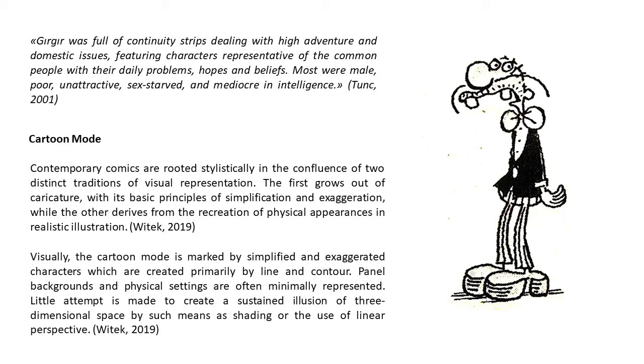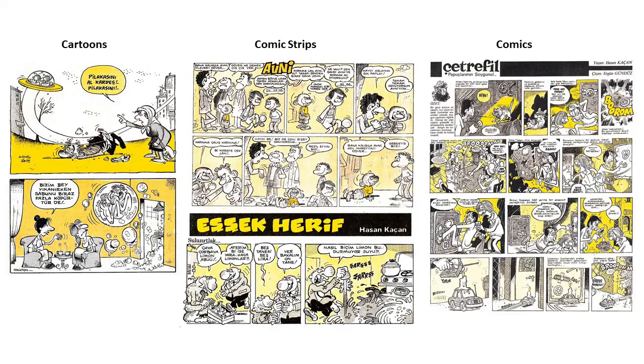Vitek explains the cartoon mode is marked by simplified and exaggerated characters which are created primarily by line and contour. Panel backgrounds and physical settings are often minimally represented. Little attempt is made to create a sustained illusion of three-dimensional space by such means as shading or the use of linear perspective. As a result of the style, the content of the magazine was mostly character-based.